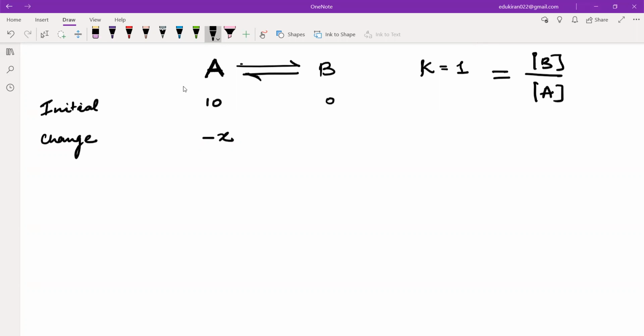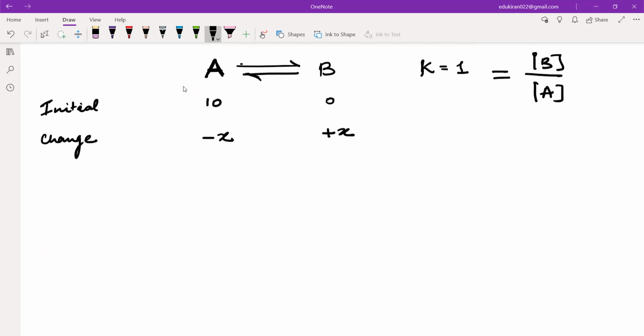So I can take minus X, yes or no? Yes. Now the amount of B will be increasing or decreasing? Increasing. If 1 mole of A reacted, how many moles of B will be formed? 1. From the stoichiometry, A to B is the reaction. 1 mole of A gives 1 mole of B. If I react 2 moles of A, it will give 2 moles of B, yes or no? So now B is increasing, so there will be plus X, yes or no?